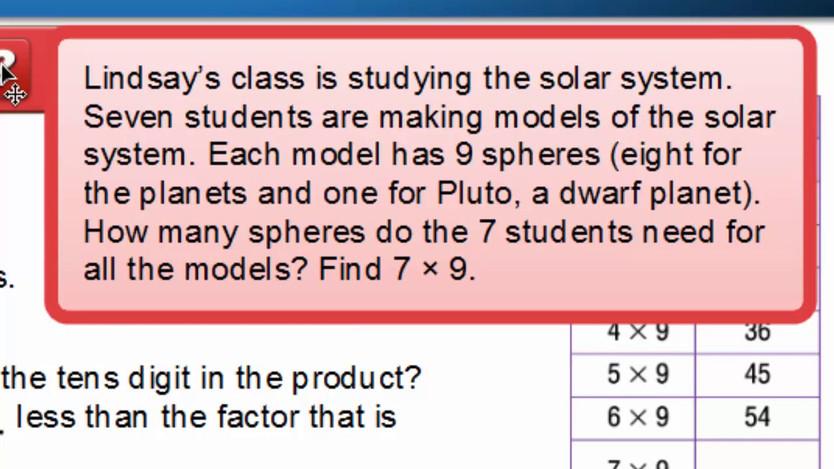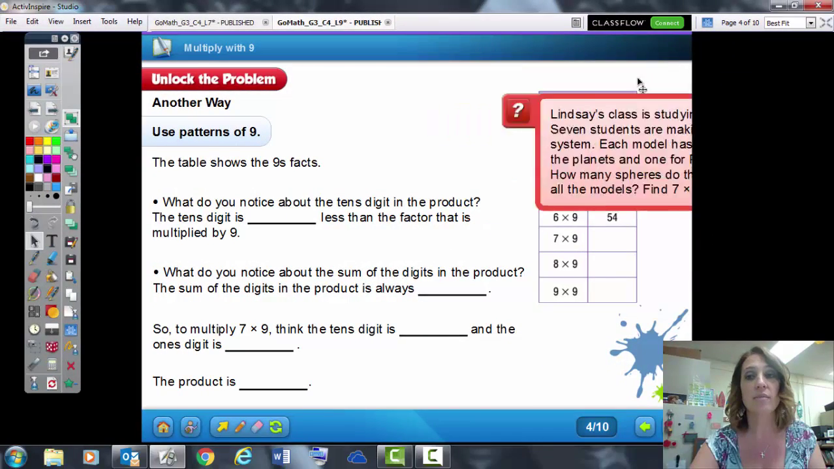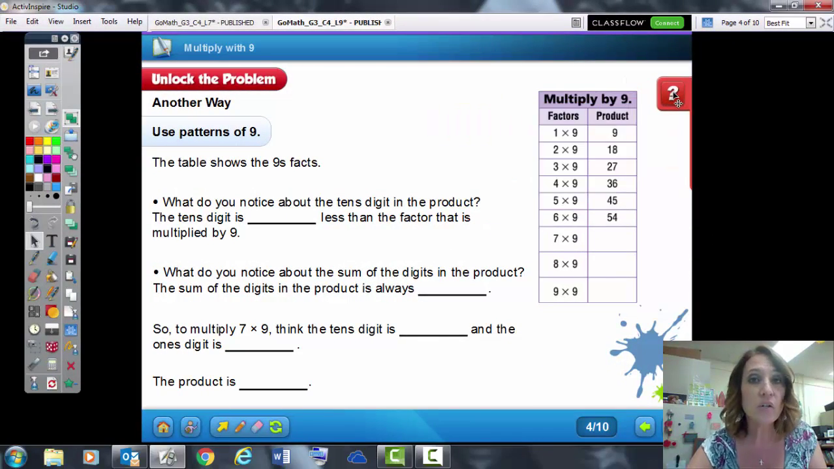Here it is. Lindsay's class, solar system. We have 7 students making models. Each model has the 9 spheres. There's 8 for each planet, 1 for the little Pluto. So we still need to find 7 times 9. Let's look at another way that we can find 7 times 9. We can use patterns of 9. We did patterns with 2s and 5s and 10s and some of the other factors. So why can't we use patterns of 9?